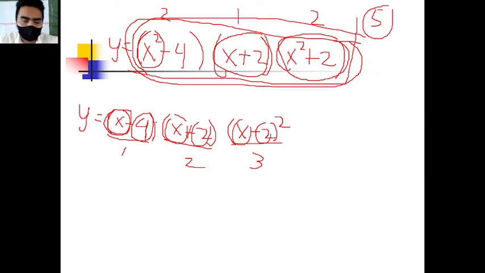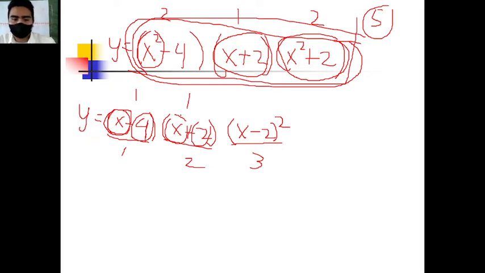Now, my question is, in the first factor, what is the highest degree that it has? It only has 1 because it has only x. How about for the second factor? The highest degree of the second factor would be 1 as well. But this is the question. How about in the third factor? You could see that there is squared.